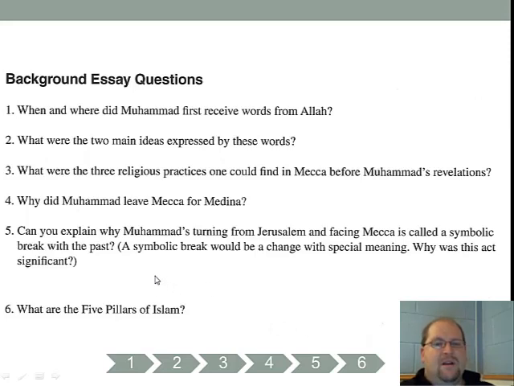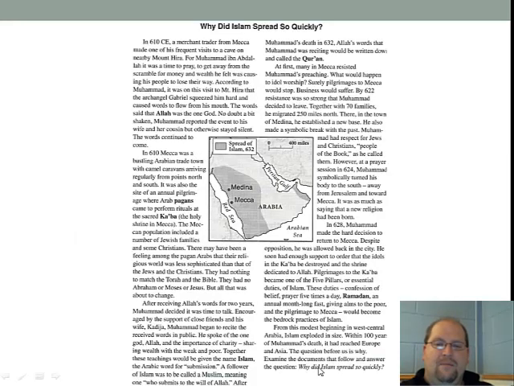Number 5, can you explain why Muhammad's turning from Jerusalem and facing Mecca is called a symbolic break with the past? A symbolic break would be a change with special meaning. Why was this act significant? If you recall, we'll just go back here, it talks about it right in the middle on the right column there. He also made a symbolic break with the past.